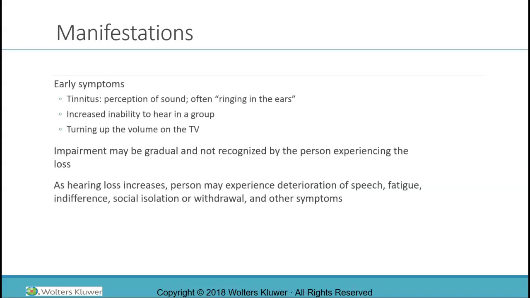Manifestations, early symptoms would be tinnitus, or a ringing in the ears, and an increased inability to hear in a group. So you'll oftentimes notice that people who have difficulty hearing try to isolate someone to speak to rather than speak to someone where there's a lot of extraneous noise or other people talking. And then this is the classic turning up the volume on the TV. If you go to an older person's home or a grandparent's home and you walk in and the TV is blasting, that's a really good indicator that they're having some difficulty with hearing.